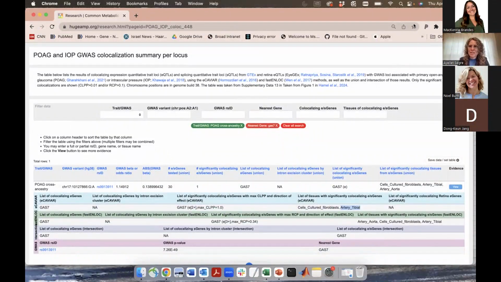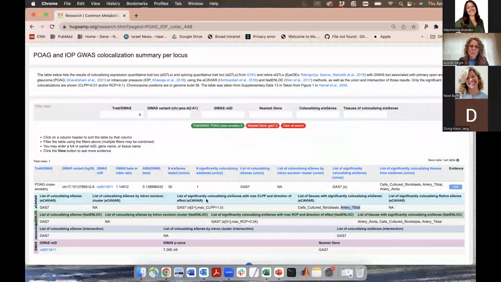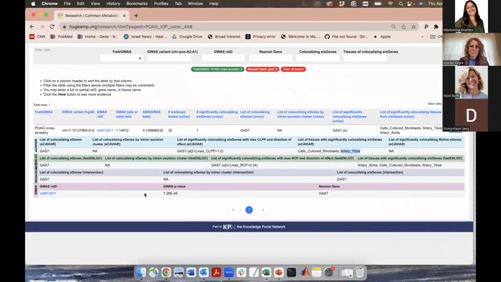We have information on the direction of effect. So for example, here it summarizes, in this case, the eQTL, the E is for eQTL, S for sQTL. It tells you that in two tissues that co-localized, they both have an increase of expression of GAS7 with an increased effect on POAG risk. And we report the max posterior probability CLPP from eCAVIAR or RCP from enloc. And so in this example, GAS7 co-localized both based on eCAVIAR and based on enloc. And then we have some additional information on the summary statistics of the GWAS locus.